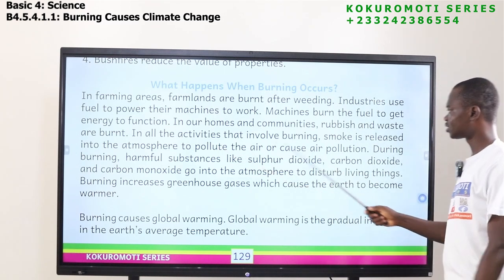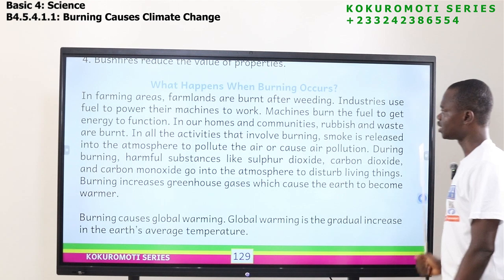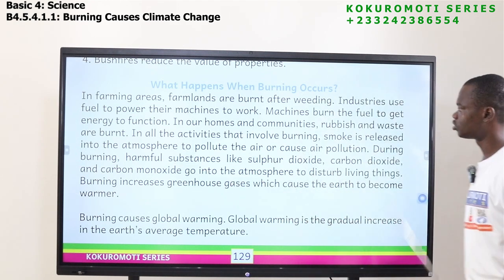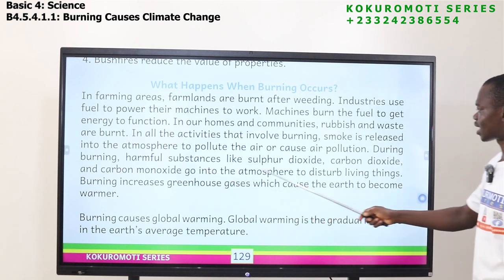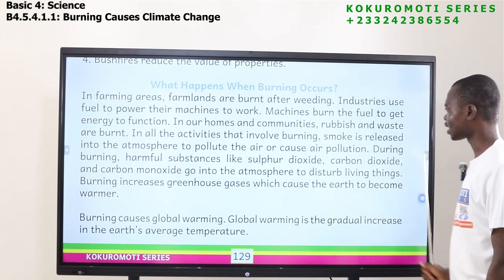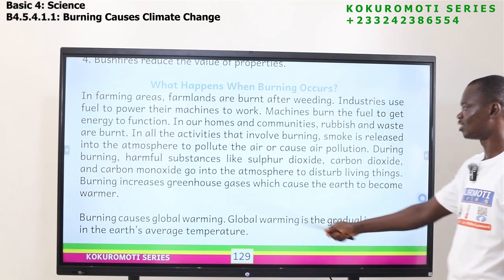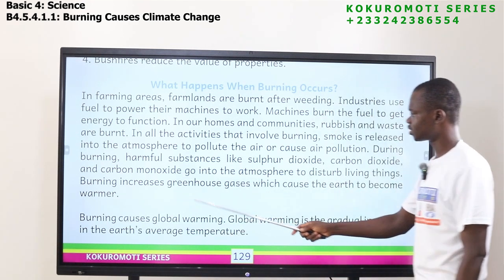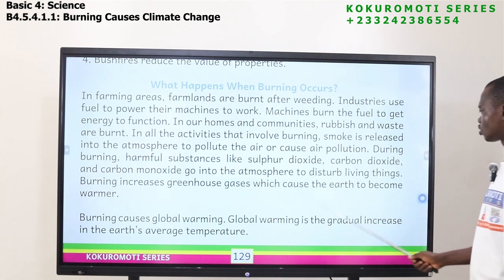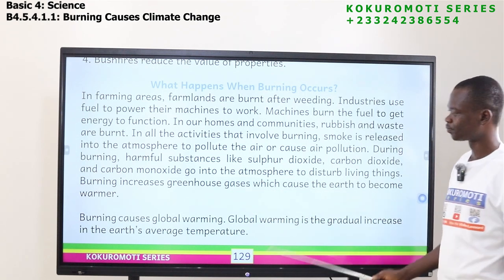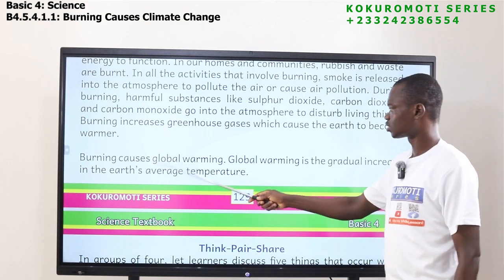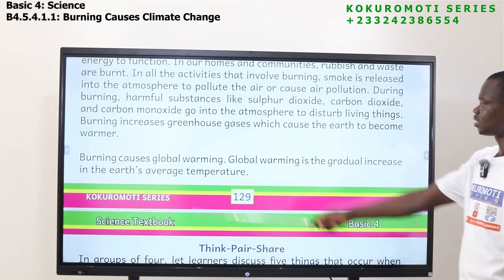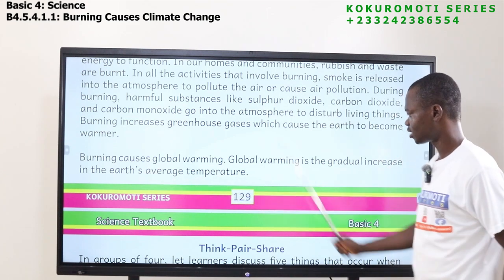In all the activities that involve burning, smoke is released into the atmosphere to pollute the air or cause air pollution. During burning, harmful substances like sulfur dioxide, carbon dioxide, and carbon monoxide go into the atmosphere to disturb the living things. Burning increases greenhouse gases, which cause the earth to become warmer. Burning causes global warming. Global warming is a gradual increase in the Earth's average temperature.